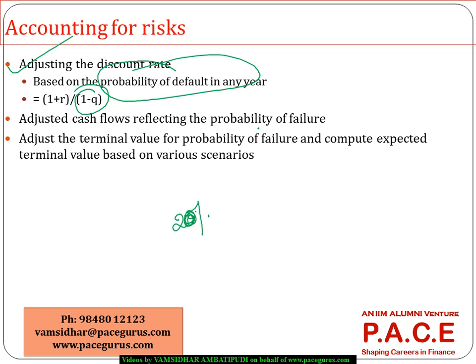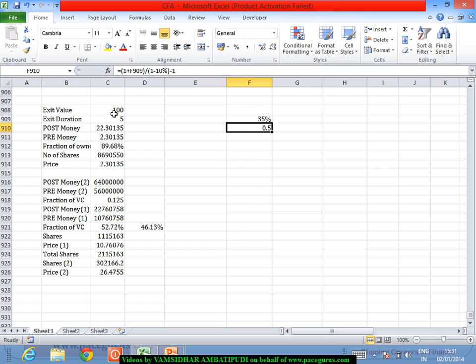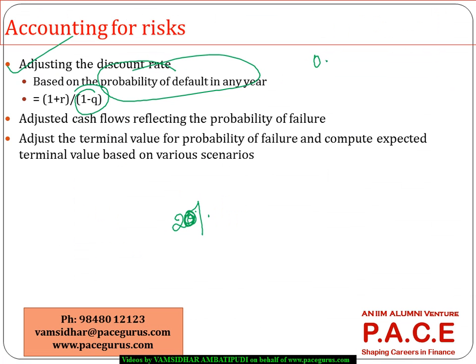The other thing they do is they adjust the cash flows reflecting the probability of failure. Okay, each year, if the founder has projected revenues are going to be some X, what these guys do is instead of taking revenues as X, they take only 0.8X. Even if they have forecasted cash flows of X, we take each of the cash flows by around 0.8X, assuming there is a 20% chance of default.